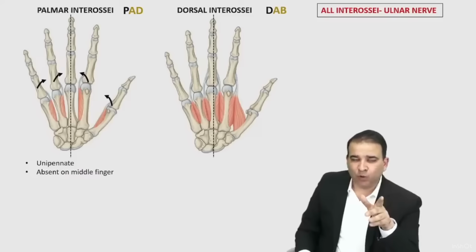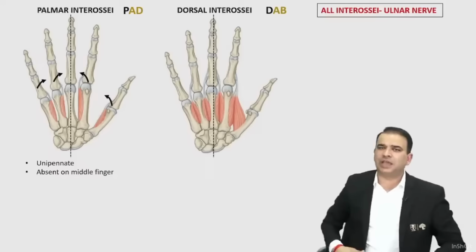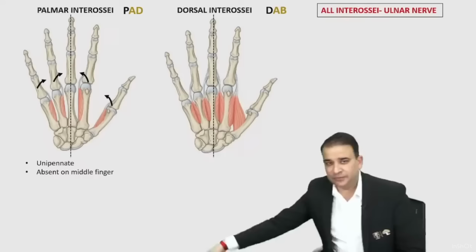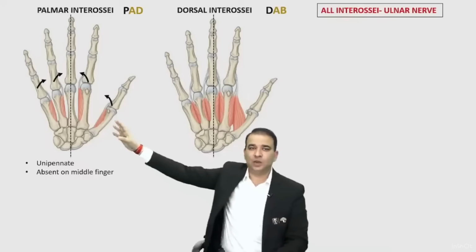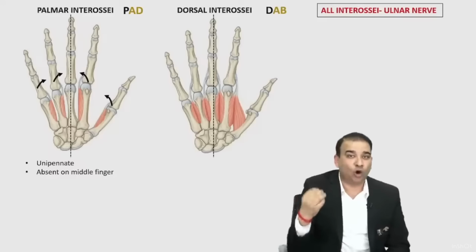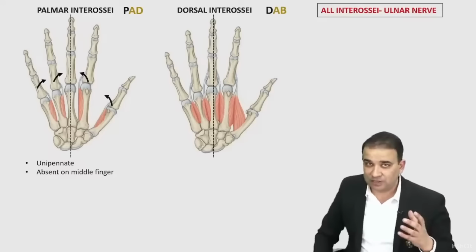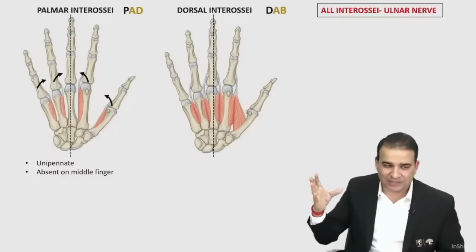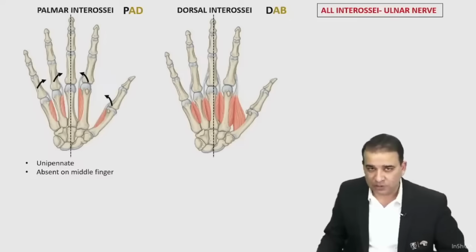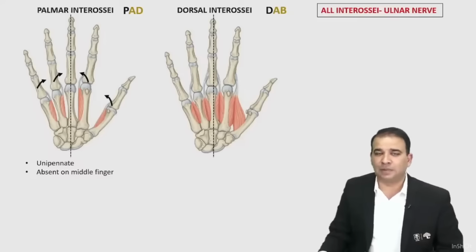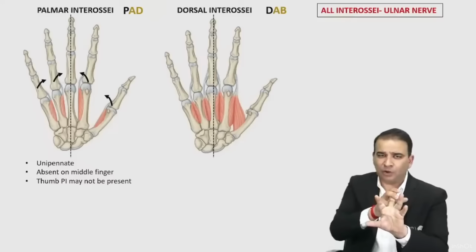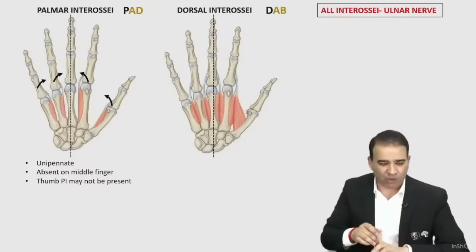Now out of these four palmar interossei, there is one more which can very well be absent and it makes no difference, and that is the first palmar interossei. Guys, the first palmar interossei, which is for the thumb, very well can be absent. The reason is that the first palmar interossei is for adduction of the thumb, and we already have a strong muscle for adduction of the thumb called the adductor pollicis, and that's why this muscle can very well be absent. So the first palmar interossei, or the palmar interossei of the thumb, can be absent as well. Right, so the middle finger definitely does not have a palmar interossei, and the thumb may or may not have one.